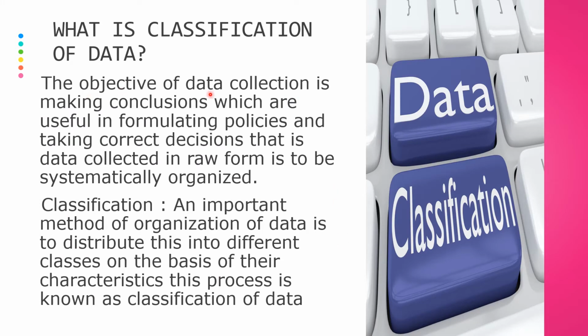The objective of data collection is making conclusions which are useful in formulating policies and taking correct decisions. That is, data collected in raw form is to be systematically organized. Classification, the definition: an important method of organization of data is to distribute it into different classes or groups on the basis of their characteristics. This process is known as classification of data.